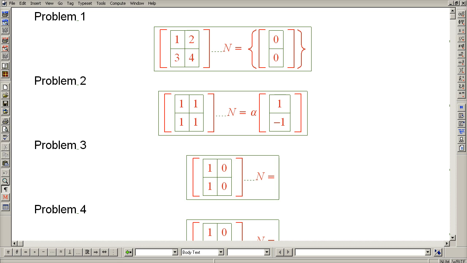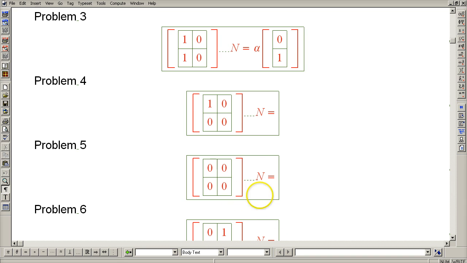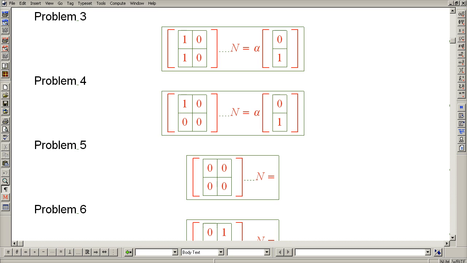It is linearly dependent all by itself, and the corresponding null space vector is 0, 1. Problem 4. Problem 4 is actually not any different from problem 3 because it also has the zero column for the second column, and the first column is not the zero column, and it doesn't matter that it's different from the first column in problem 3. The null space is the same and is represented by the vector 0, 1.